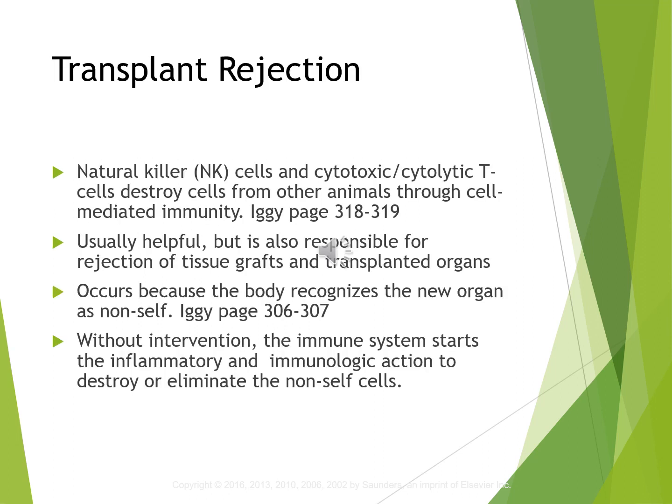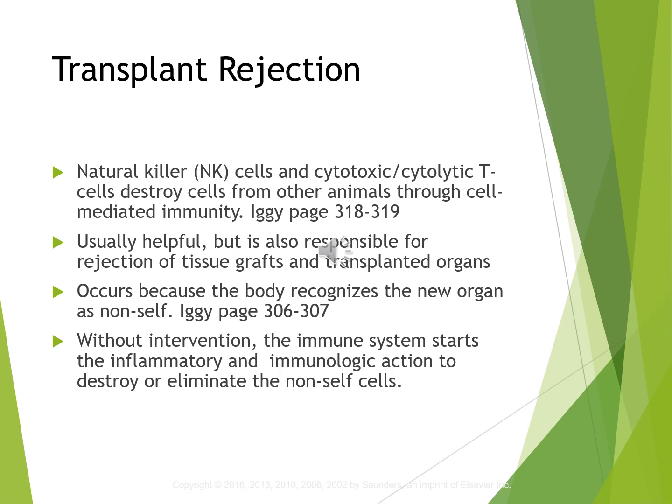Switch gears again and start talking about transplant rejection. So normally in the body, we have these natural killer cells and these cytolytic T cells that destroy things from other animals through cell-mediated immunity. That's what they're supposed to do. And usually it's helpful, but it's also responsible for rejection of tissue grafts or transplanted organs. The immune system is just doing what it says.